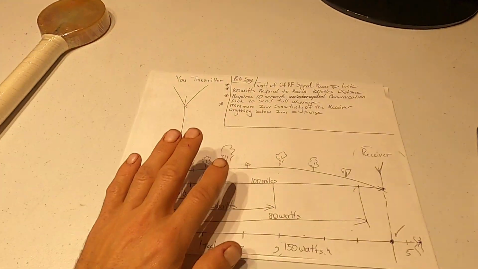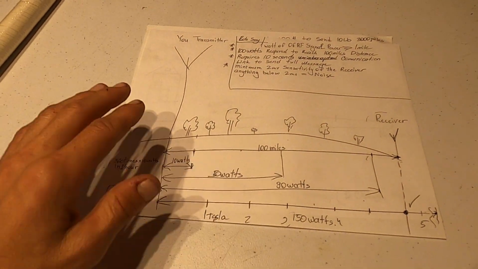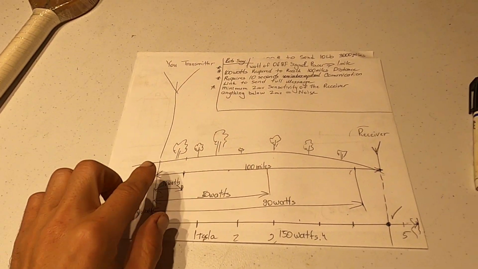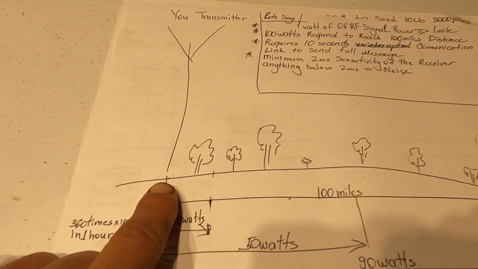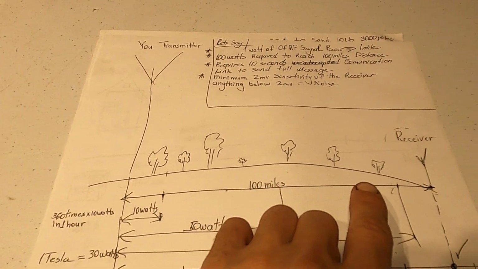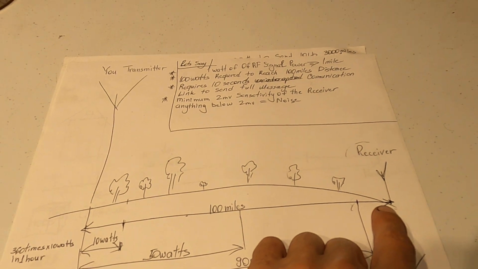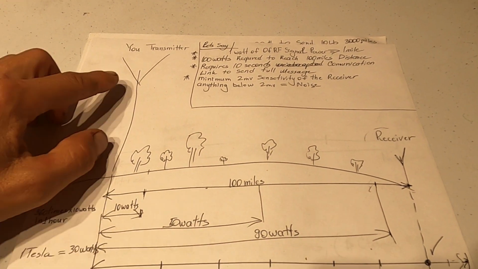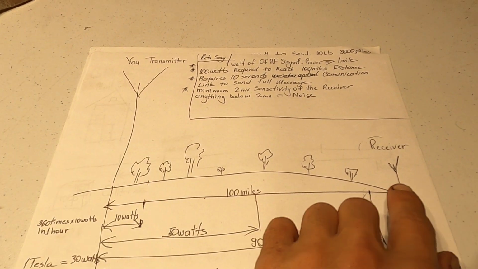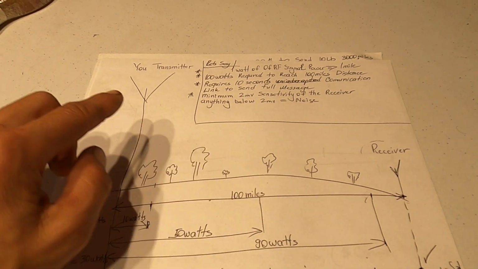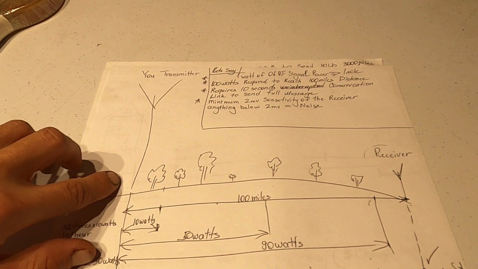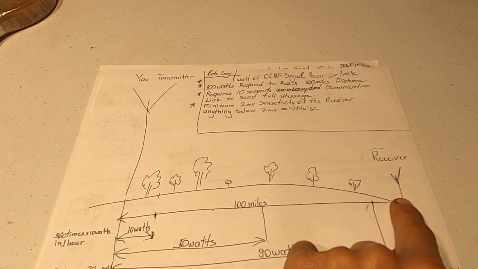I want to give you an example. Here is you right here at this point. From this point to this point is 100 miles. This is your transmitter here. This is your receiver. You need to send a message from this point 100 miles away.